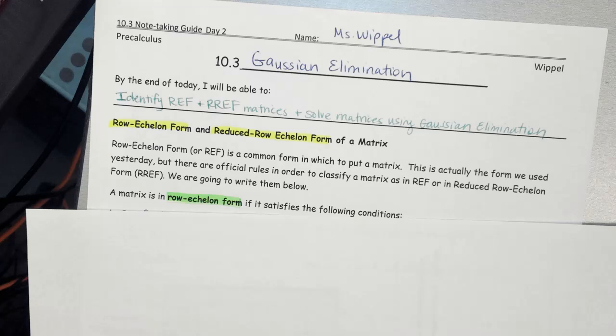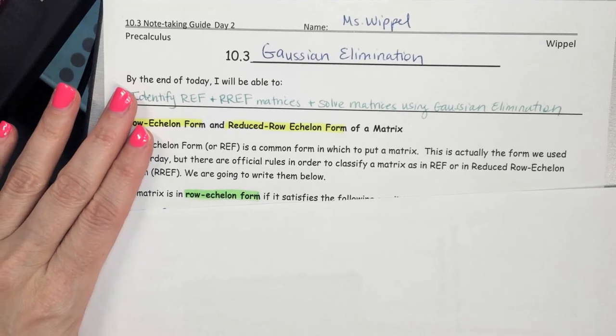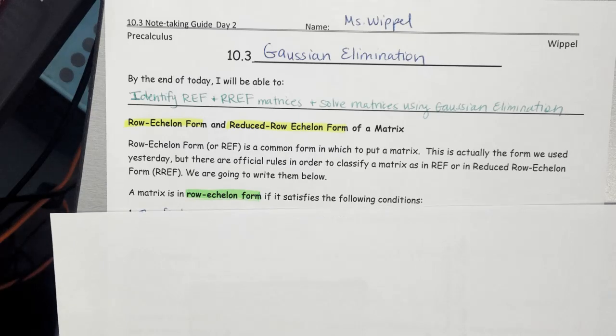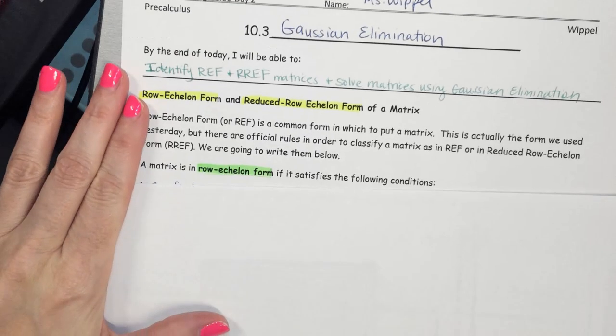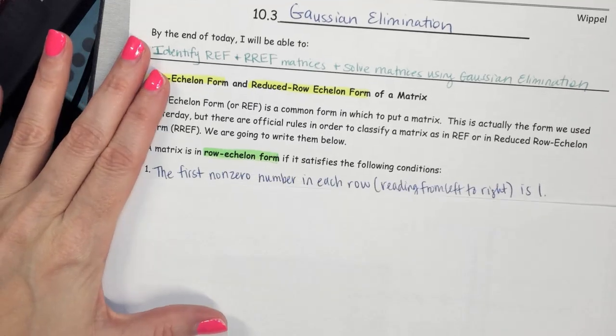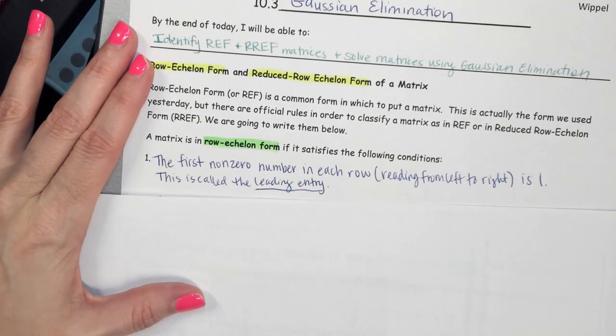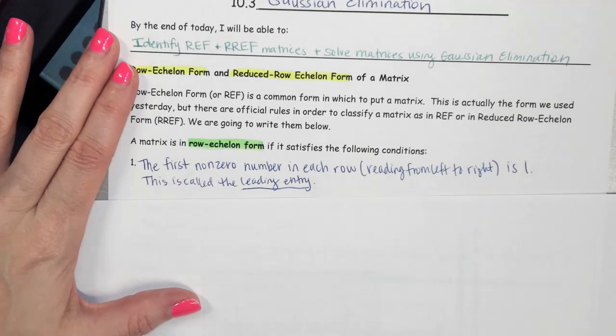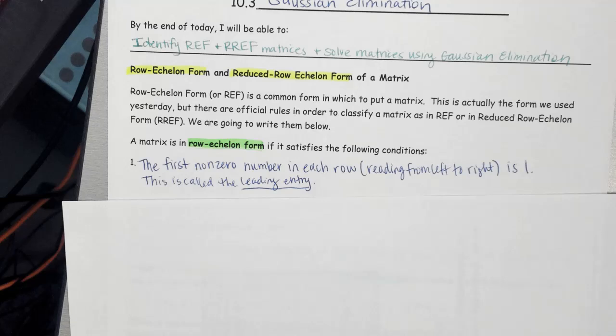Okay, so this Gaussian elimination has most of the same steps as what we did yesterday. There's just a couple more additional steps, which makes it easier for us to solve. Okay, so a matrix is in row echelon form if it satisfies the following conditions. I'll just apologize in advance that I can't type this up for you.